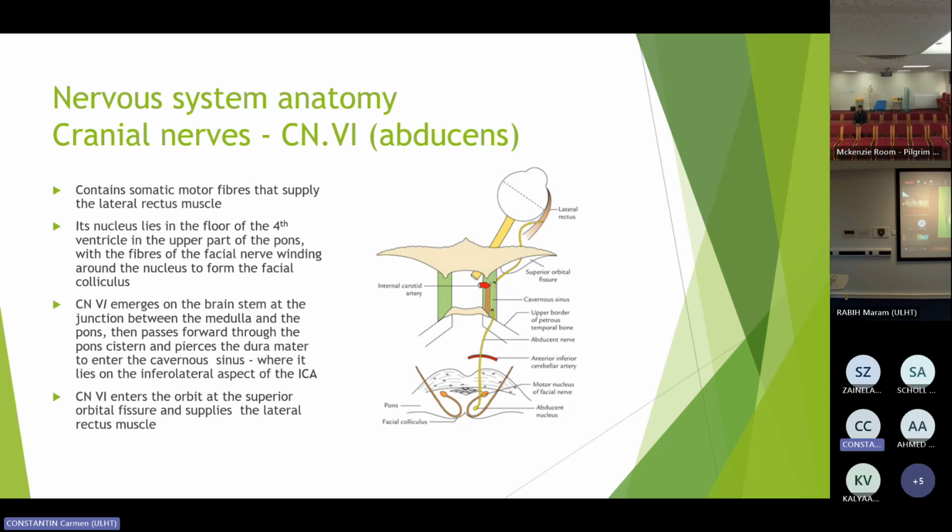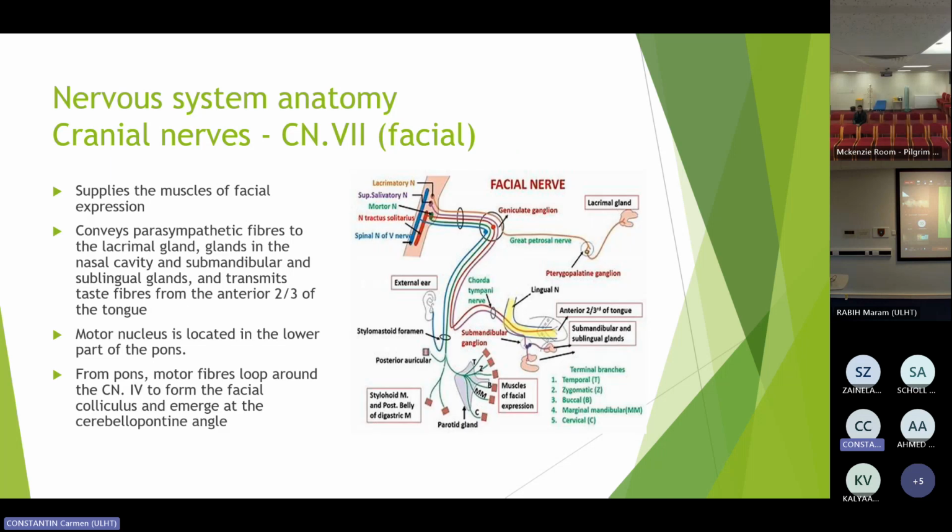Sixth cranial nerve, abducens. As you know, it has motor fibers which are supplying the lateral rectus muscle, and it's important. It's another nerve which emerges from the brainstem, and in its journey it enters the orbit at the superior orbital fissure and supplies the lateral rectus muscle.